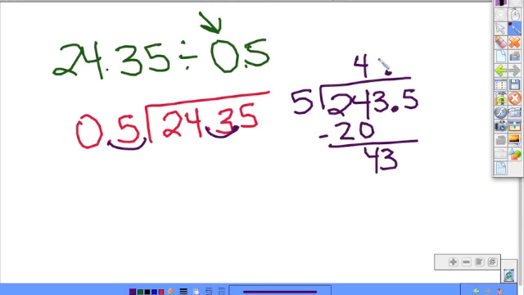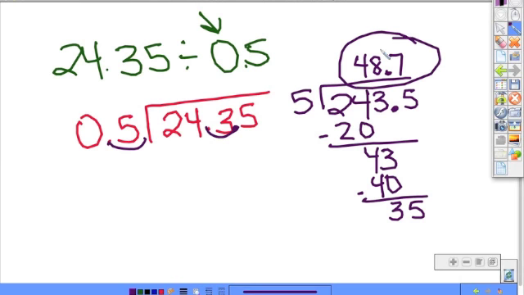5 goes into 43 8 times, which gives me 40. Bring down a 3, bring down a 5. 5 goes into 35 7 times. So this is my final answer. Make sure you move your decimals on the outside. What you do to the outside, you do to the inside. And then your decimal just goes straight up in your problem for your answer.